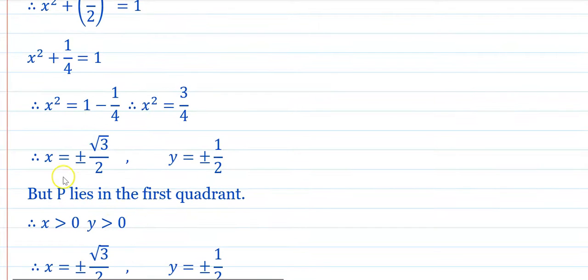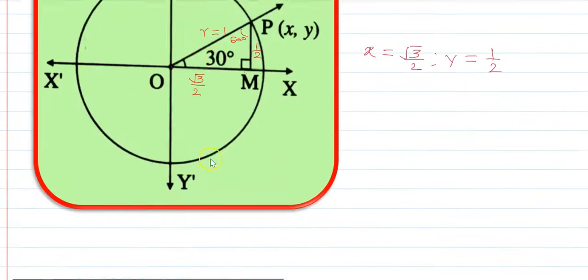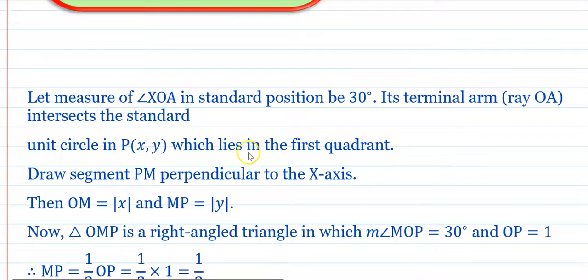If you take the square root, then you will get x is equal to plus or minus root 3 by 2. And y is equal to plus or minus 1 upon 2. But P lies in the first quadrant, and therefore x is positive and y is positive. Both are positive. Therefore, the coordinate of the point P is root 3 by 2 and 1 upon 2. See this here, the coordinate of the point P.